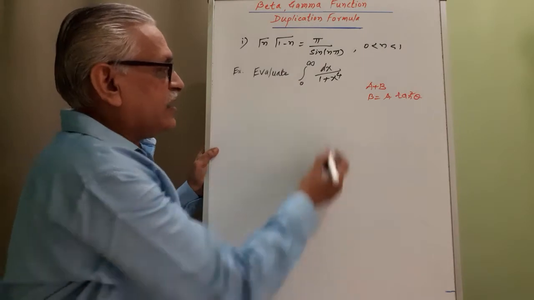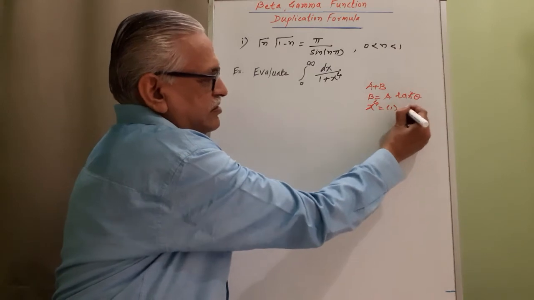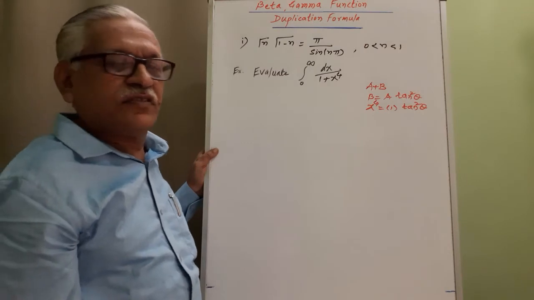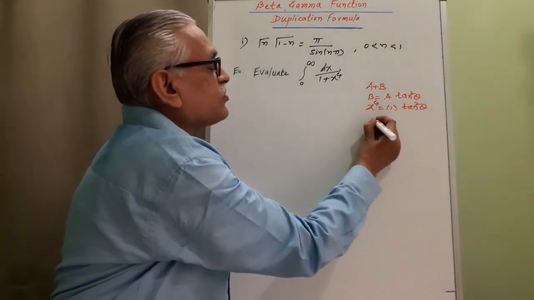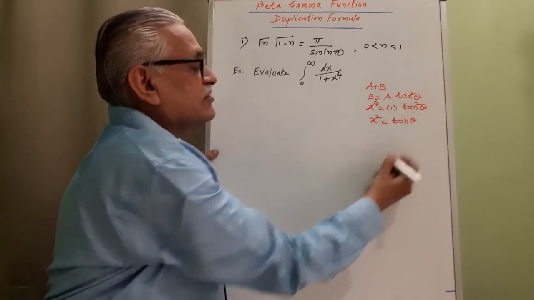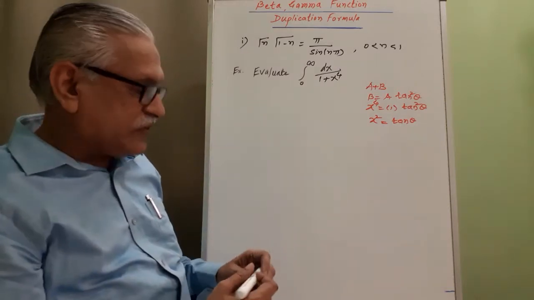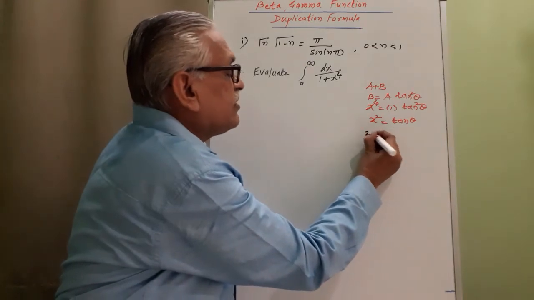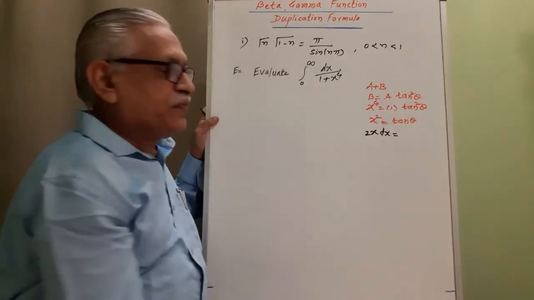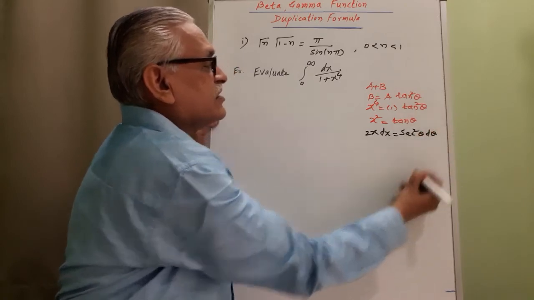Standard substitution. Here the value of b is x to the 4, the value of a is 1, tan square theta. This is the substitution. Taking square root on both sides, we get x square as tan theta. Then differentiating with respect to x, we get 2x dx is equal to the differentiation of tan theta, which is secant square theta d theta.